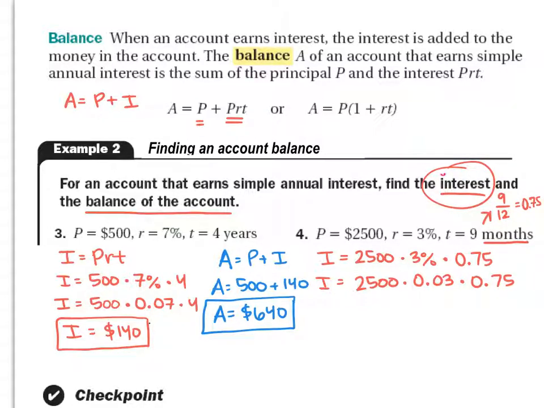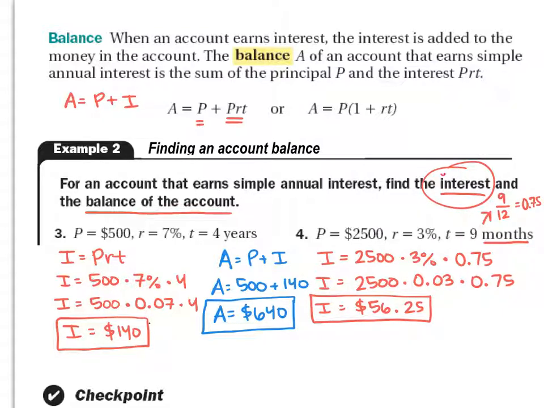And so this one, you'll notice you put in a decent amount of money, but you didn't leave it there very long. And so our interest is $56.25. That's the first part of our answer.